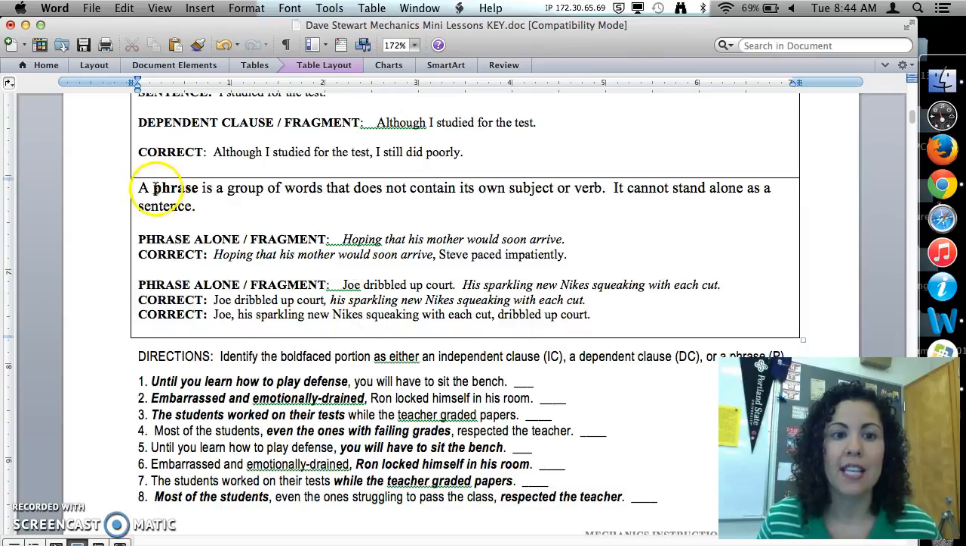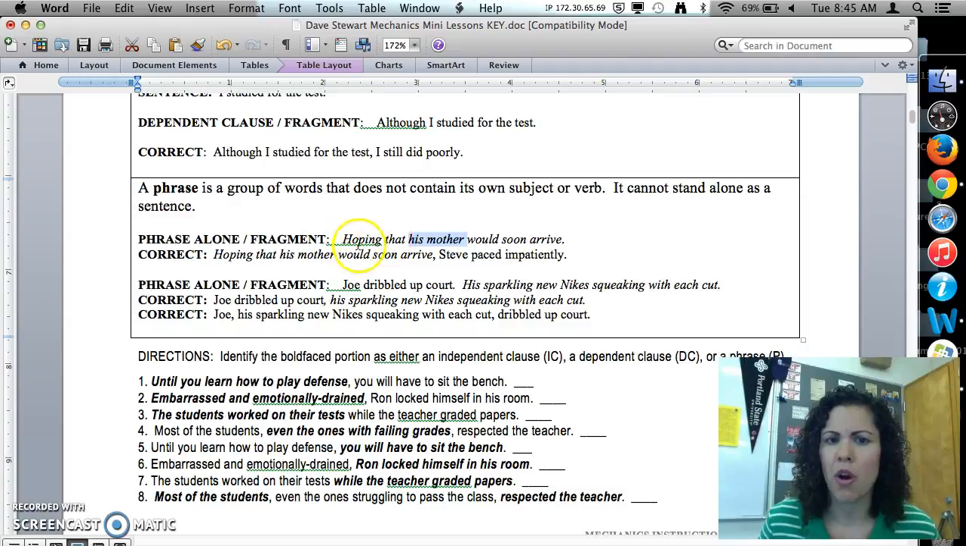So a phrase is a group of words that does not contain its own subject and verb. It cannot stand alone as a sentence. So a phrase alone can be a fragment. We could say something like, hoping that his mother would soon arrive. Now students often get confused on this because they say that hoping is a verb and mother is a subject. But mother isn't really the subject.